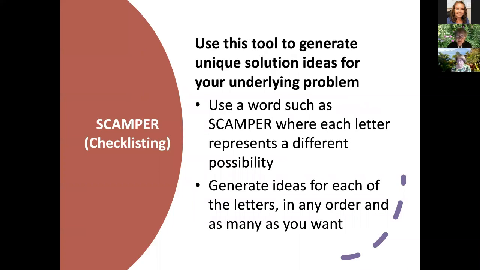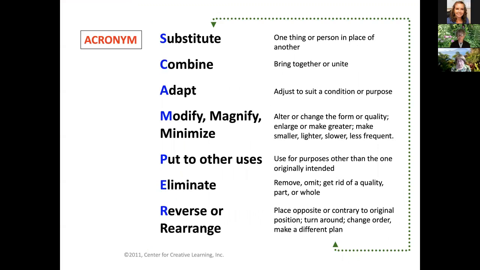So the first tool we're going to talk about is called Scamper. It's a kind of a checklist, and each letter of Scamper represents a different possibility, kind of to steer your mind in a certain direction, and you generate ideas for each of the letters in any order and as many as you want.